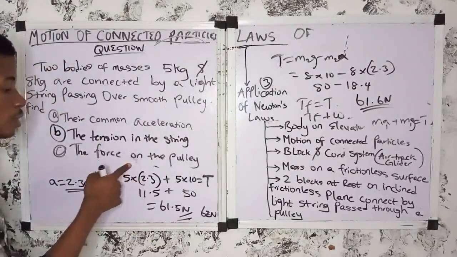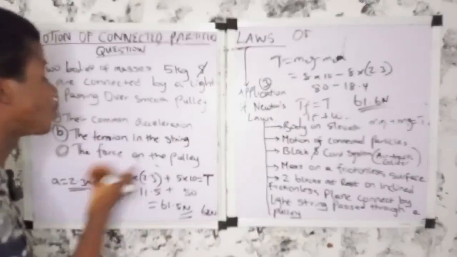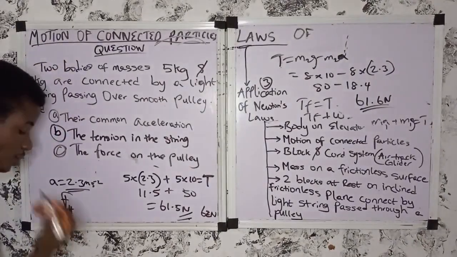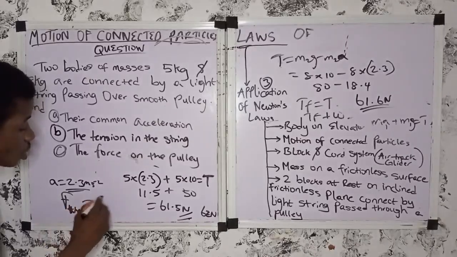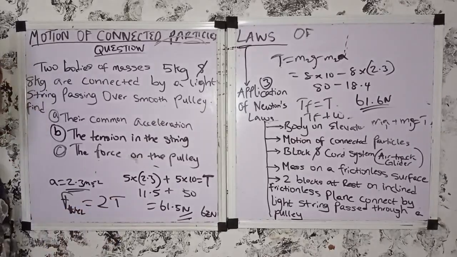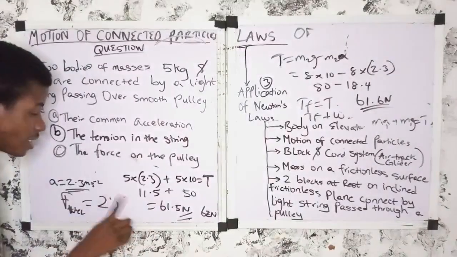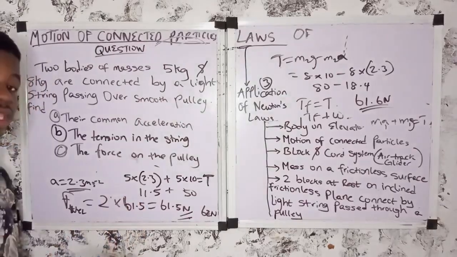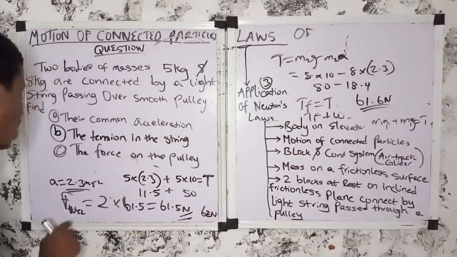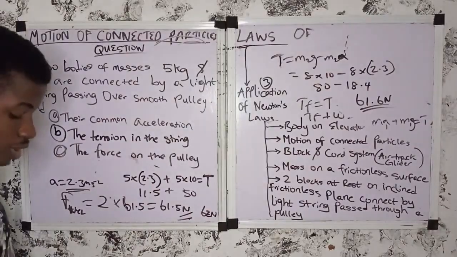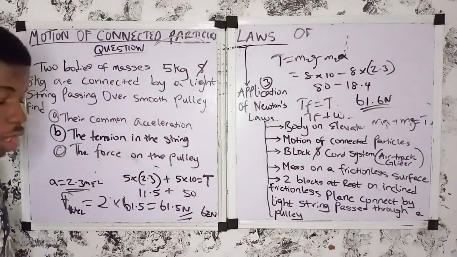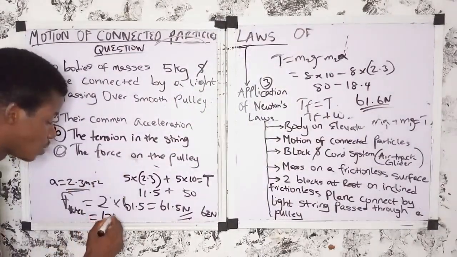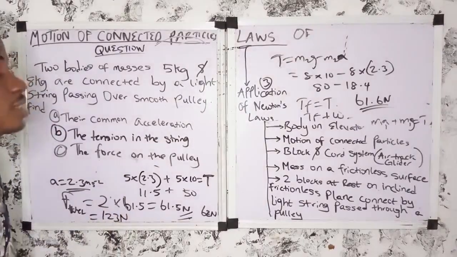Now, what about the force? That is the total force on the pulley. I told you that the total force, or net force, acting on the pulley is equal to two times the tension. Our tension is 61.5, so 2 times 61.5 gives us 123. So the total force acting on the pulley is 123 Newton.